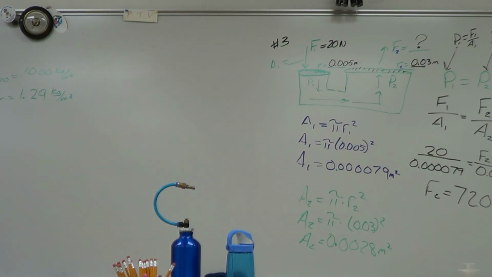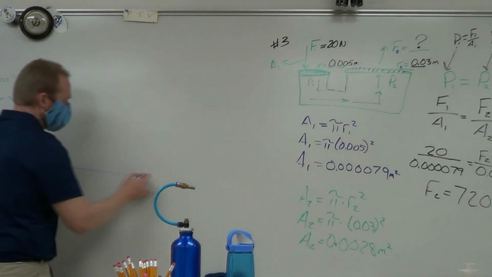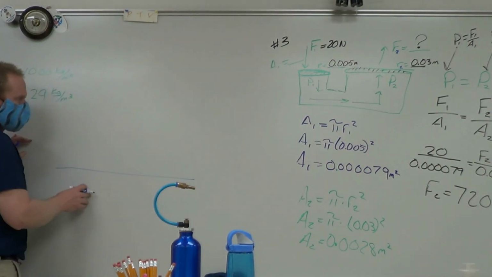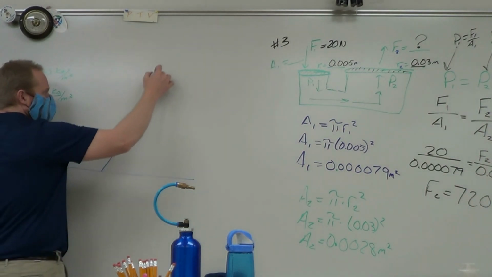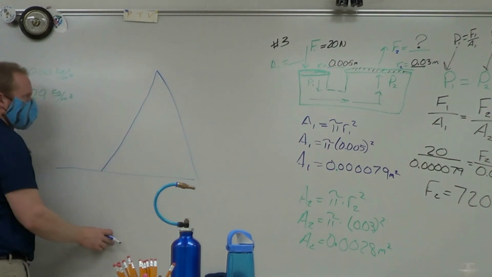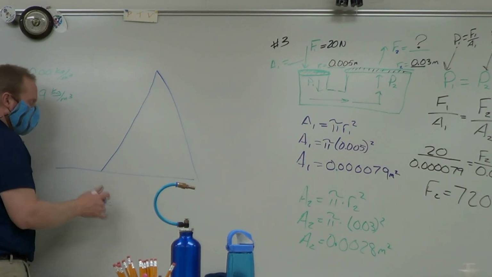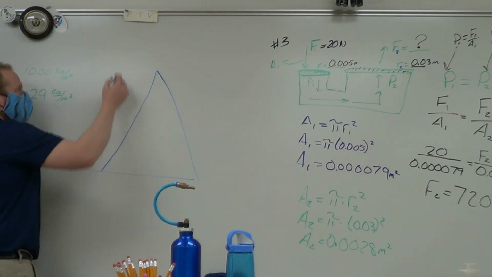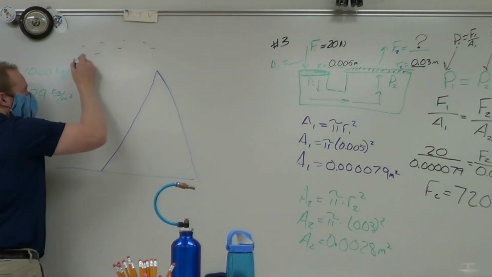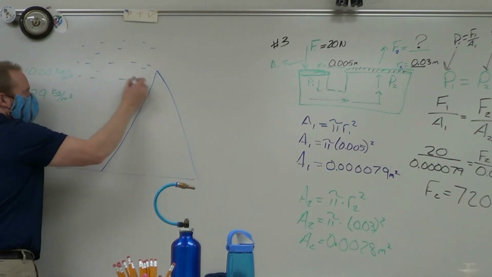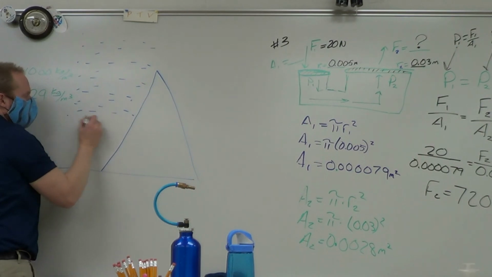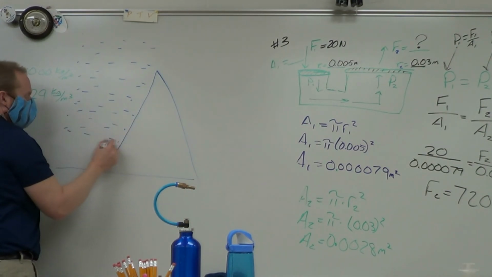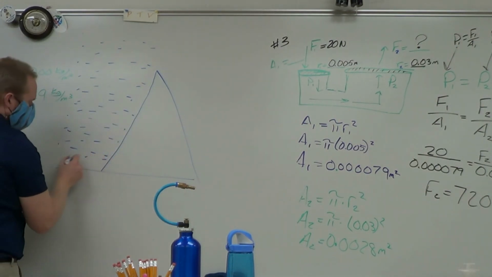But we can change elevation, and that's what we're going to reference. So if we talk about atmospheric pressure, what we have is a whole bunch of air molecules around us. And these air molecules that are surrounding us are what create atmospheric pressure.